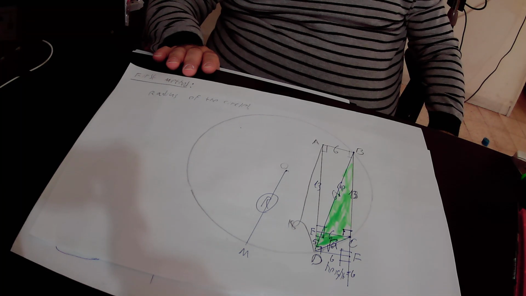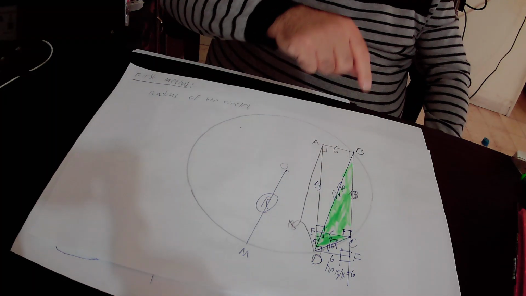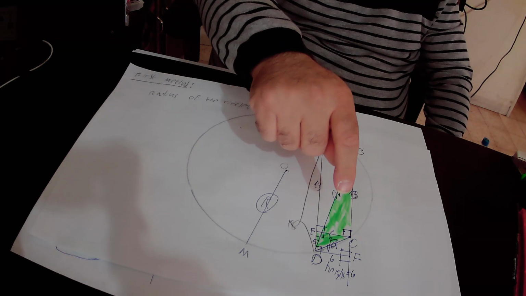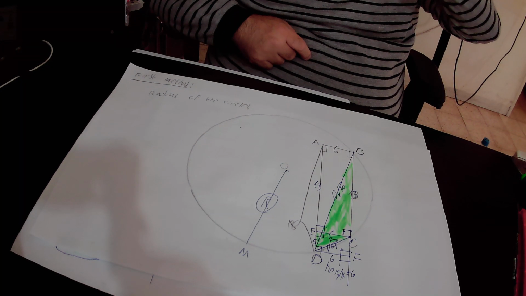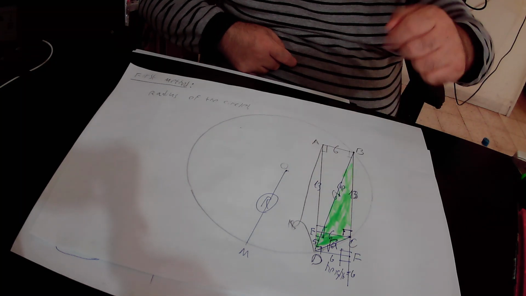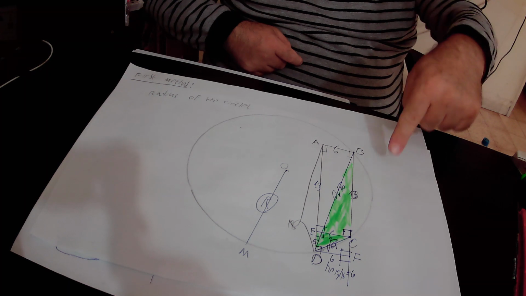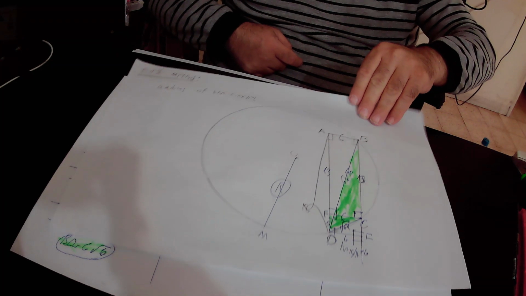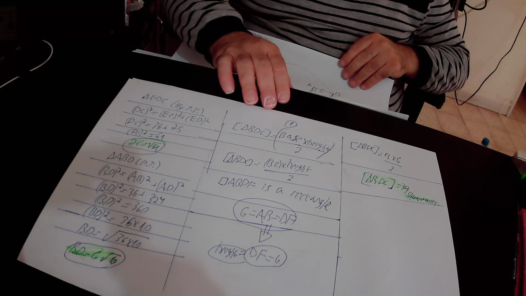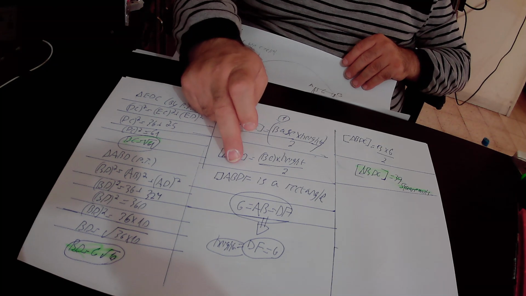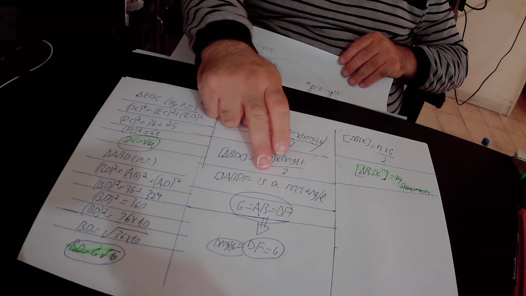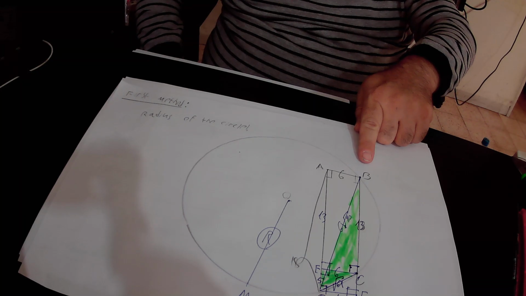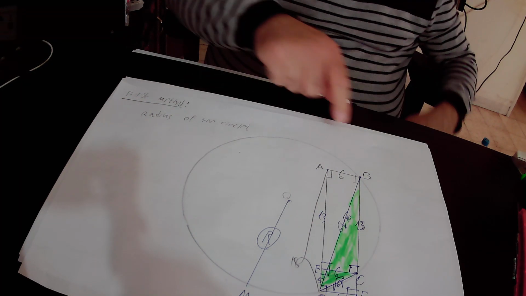So when doing this construction, we created quadrilateral ABDF. Inside this quadrilateral ABDF, we have 1, 2, 3 right angles. Therefore, this fourth angle must be equal to 90 degrees. And therefore, inside quadrilateral ABDF, we have 4 right angles, and therefore quadrilateral ABDF is a rectangle. Quadrilateral ABDF is a rectangle because it has 4 right angles. But we also know that the opposite sides of a rectangle are equal to each other. That is to say, side AB equals side DF. AB equals DF.